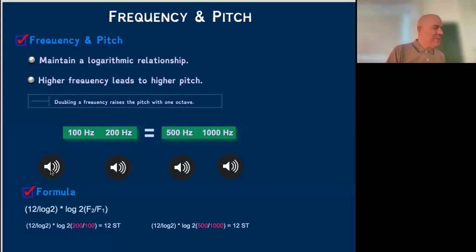So that distance is one between 100 and 200 hertz. That covers a perceptual distance of exactly an octave. And this one is 500 to 1000 hertz, exactly an octave as well, obviously, but the actual physical difference between the two is 100 hertz in one case and 500 hertz in the other case.